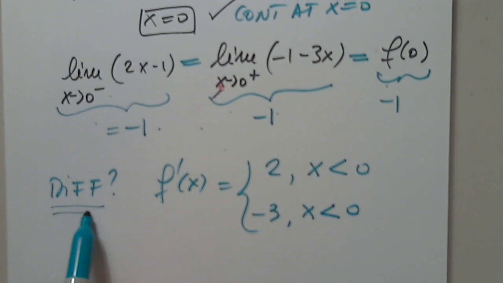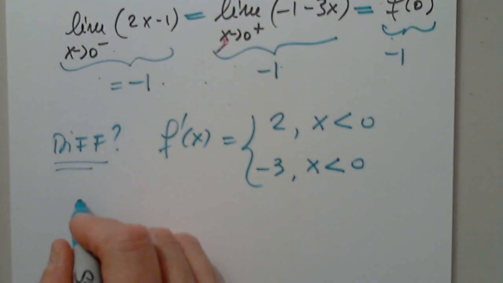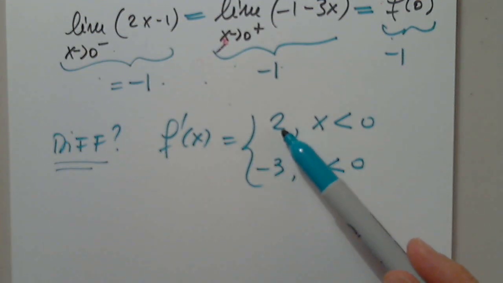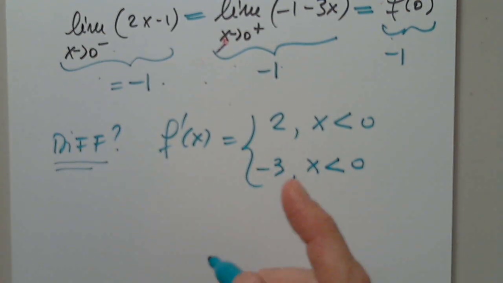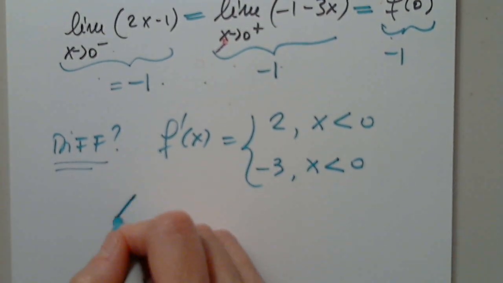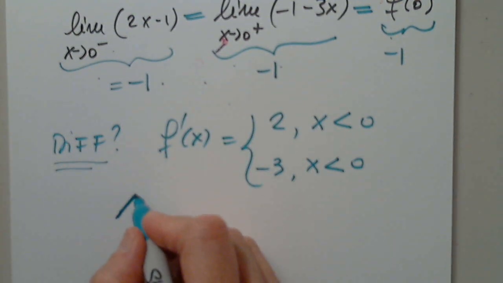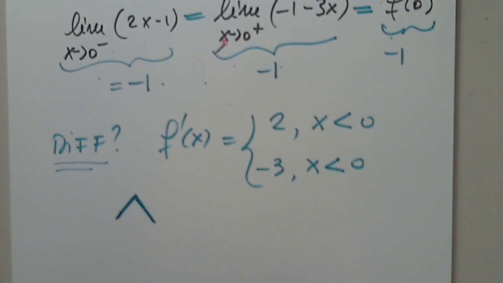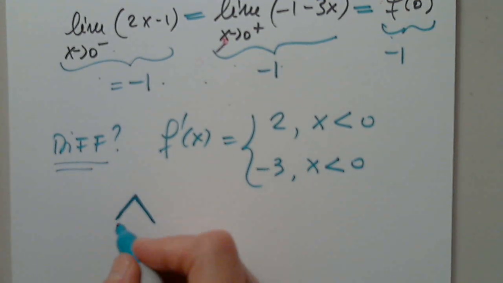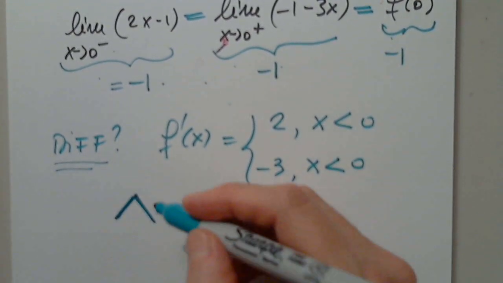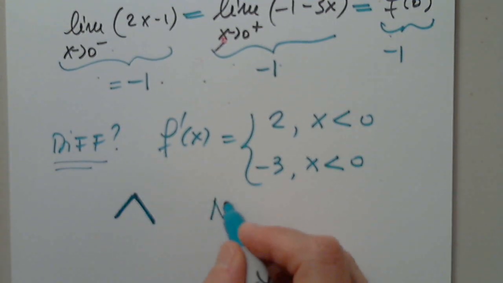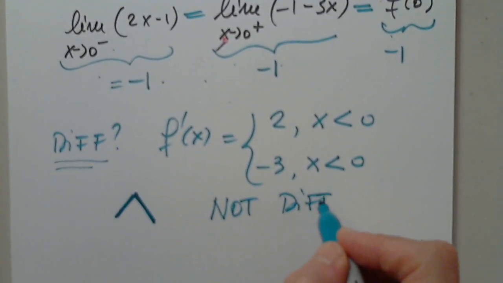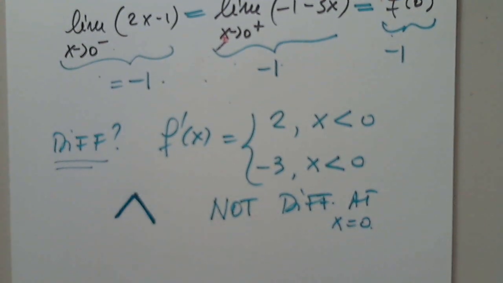So now I'm asking, is this function differentiable at 0? In other words, at 0, on one side there is a slope of positive 2, and on the other side there is a slope of negative 3. On the left-hand side of 0, the slope is 2. On the right-hand side of 0, the slope is negative 3. Is this function differentiable at 0? Wouldn't that be a corner? No. Not differentiable at x equals 0. Good.